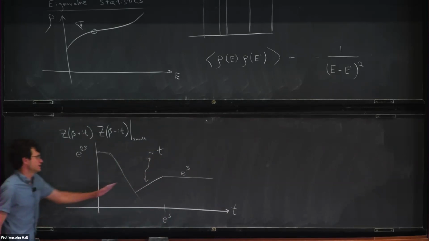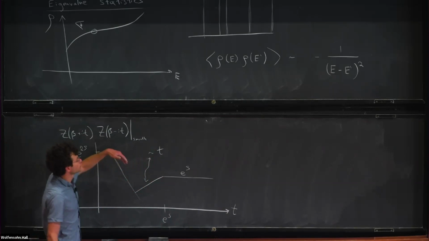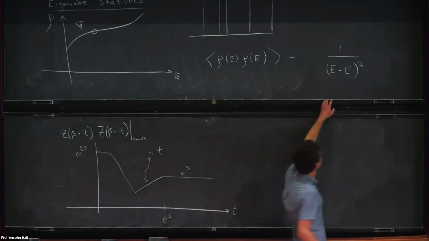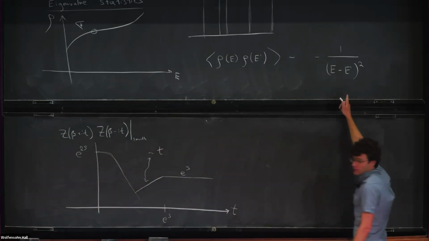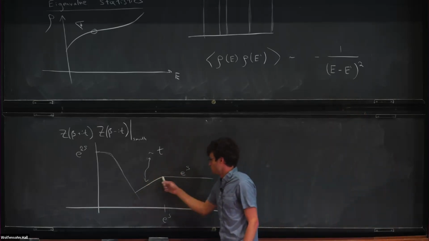So this linear thing here is called the ramp, and it is the Fourier transform of that. So that repulsive anticorrelation, kind of long distance repulsive anticorrelation, translates to this linear growth of the spectral form factor.